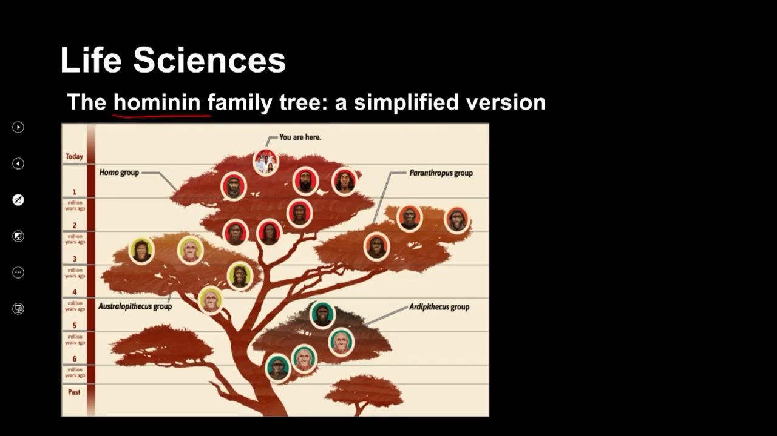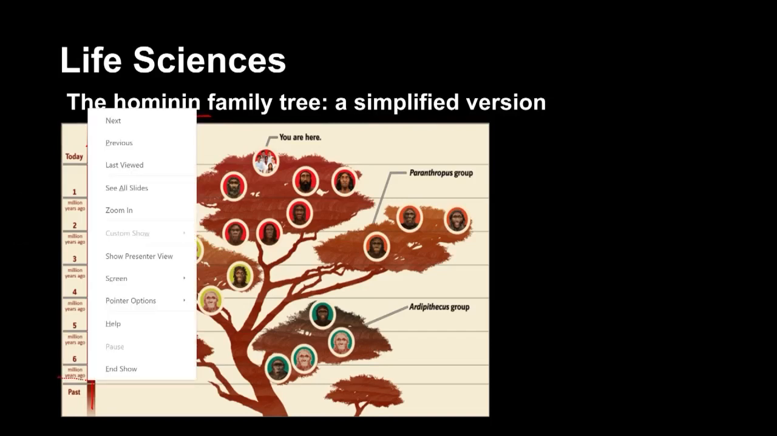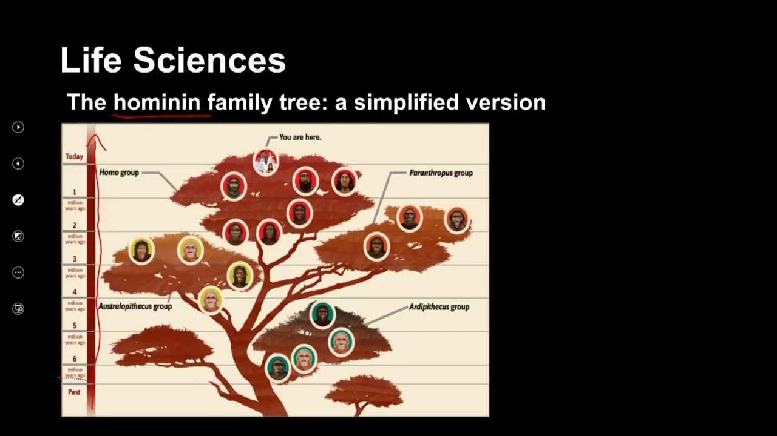And the nice thing about this diagram is it's drawn as a tree. So we can see nicely the different branches and the different species that we need to study. On the left-hand side of the diagram, we can see the time scale. We start in the past, and it goes back as far as 6 million years ago, and then it goes up to today. As we said, in a phylogenetic tree, we start at the roots and move up, and each time there's a branching off, that would be a speciation event.